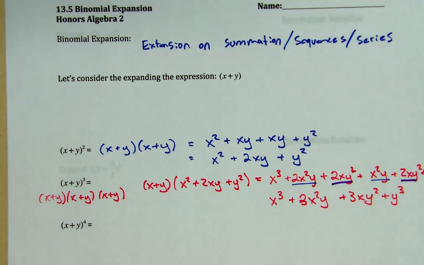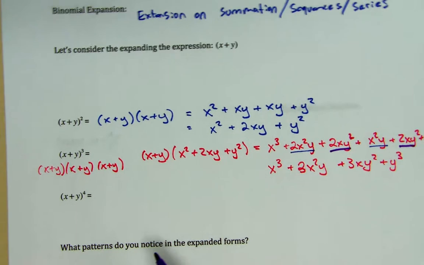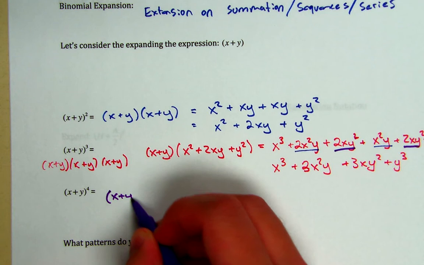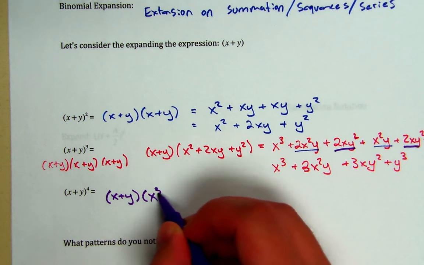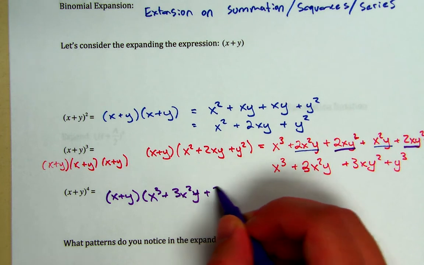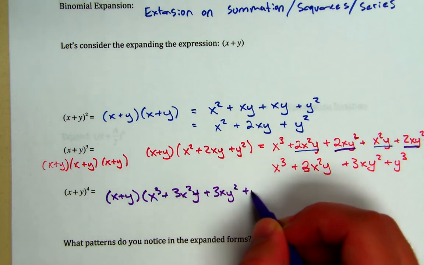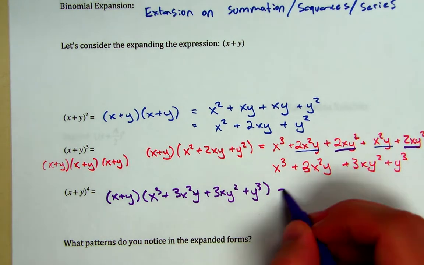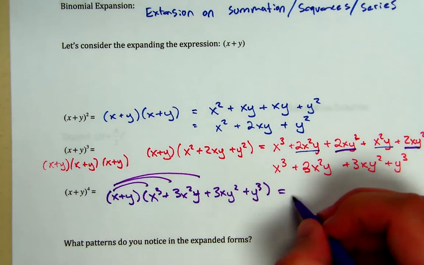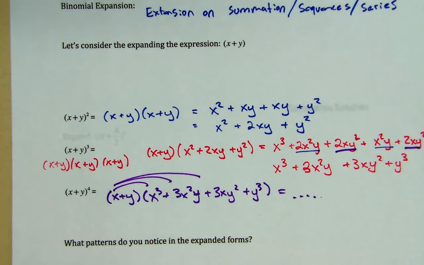Alright, and you guessed it, we're going to go and try and do the fourth power now. So again, I'm just going to take this and do x plus y times x cubed plus 3x squared y plus 3xy squared plus y cubed, and now FOIL, so 3x times that, so this. Well, this is starting to get pretty tedious. Let's go back and see if there's any patterns that we notice here.